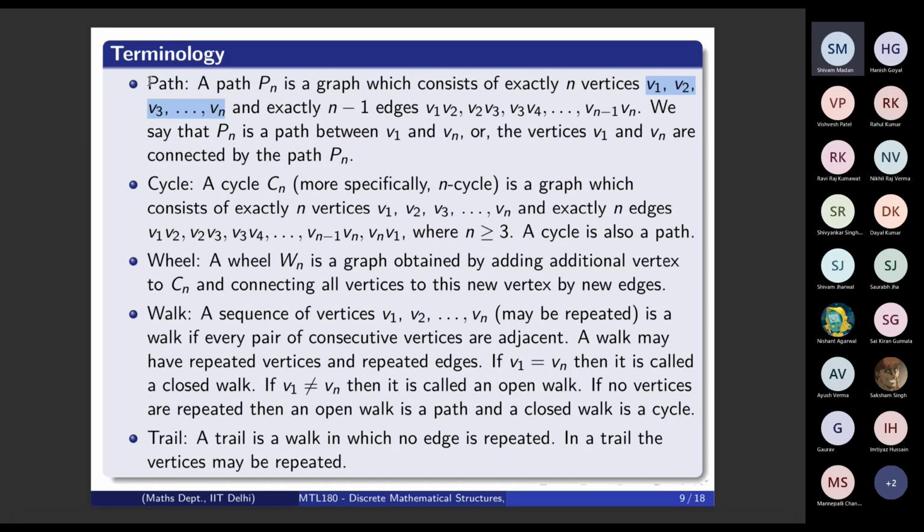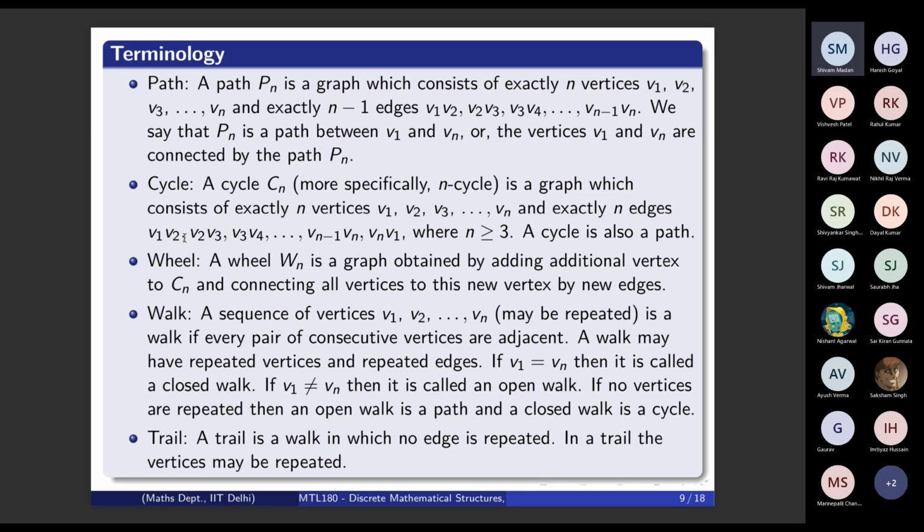Any doubt on the definition of path and cycle? Sir, a cycle would consist of two paths, right? In the definition we have written exactly n vertices and exactly n minus 1 edges for paths. So we could say that a cycle is from v1 to vn and then vn to v1, so there are two paths. Right, one path has n minus 1 edges, and another path has only one single edge.